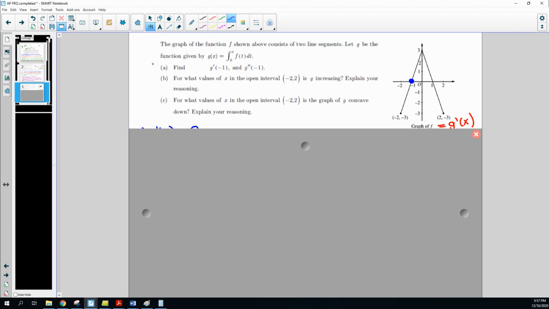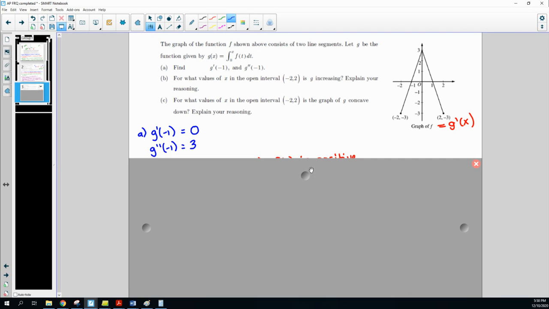And g double prime of -1, well, that is the derivative of the derivative, so that means the slope. So I'm looking for the slope at -1. So we're just going to count the slope. We go up 3 and over 1, so our slope here would be 3. Okay, so g prime of -1 is 0, g double prime of -1 is 3.